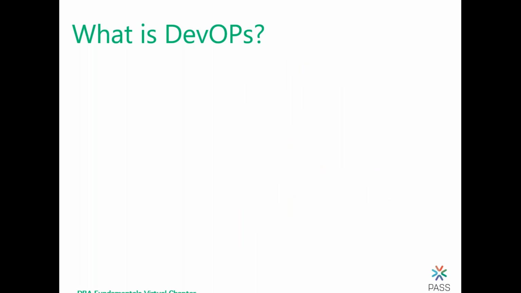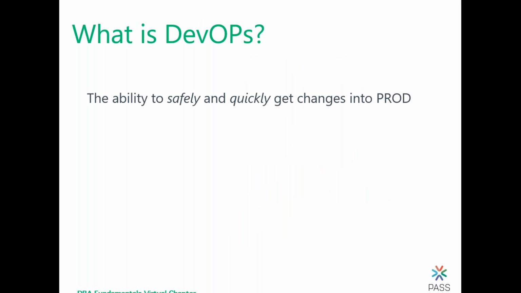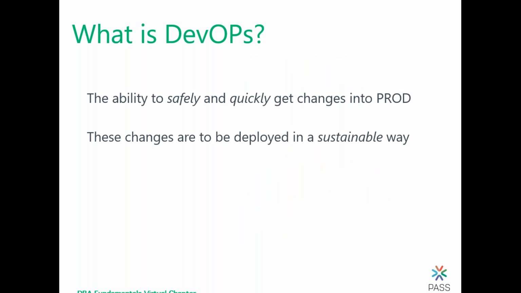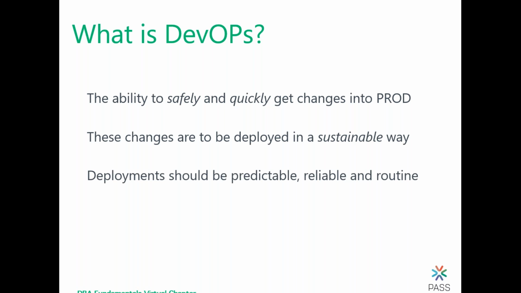So, what is DevOps? Well, it's the ability to safely and quickly get changes into prod. And these changes need to be deployed in a sustainable way. There's no point getting them safely and quickly to prod if we have 10 people huddled around computers trying to do things manually. We want the deployments to be predictable, reliable, and routine. And the way we do this is through automation.